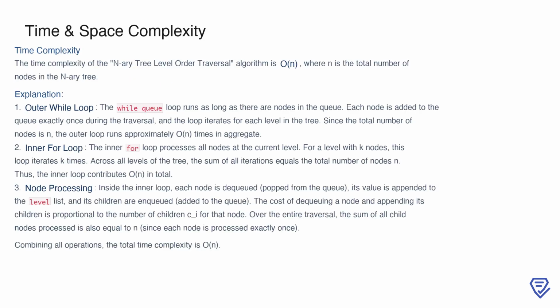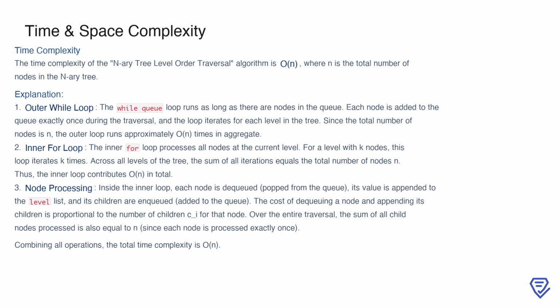The time complexity of the N-ary tree level order traversal is O(n), where n represents the total number of nodes in the tree. To understand why, let's break it down. The outer while loop runs as long as there are nodes in the queue, and since each node is added to the queue exactly once during the traversal, the loop iterates a total of n times across all levels.